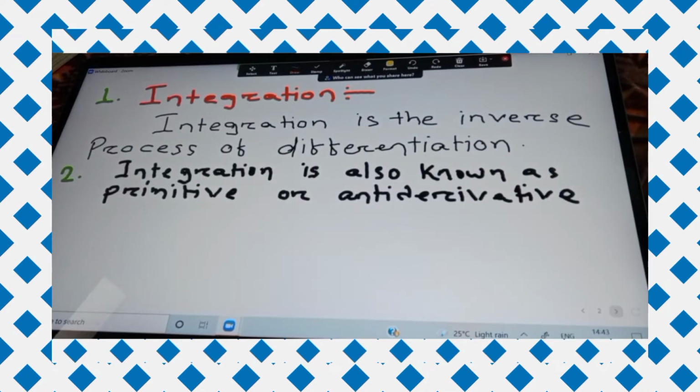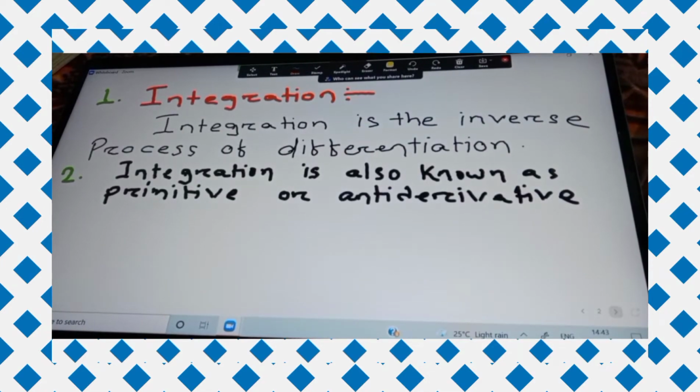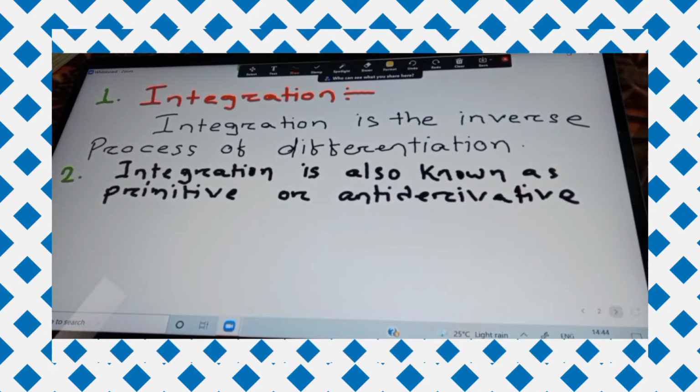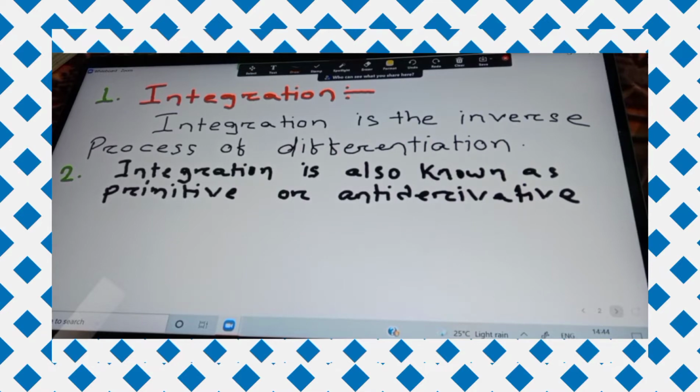The first point is integration. I've written here what integration is, the concept. Okay students, what is integration? Integration is the inverse process of differentiation. Integration is also known as primitive or antiderivative. What is the other name of integration?